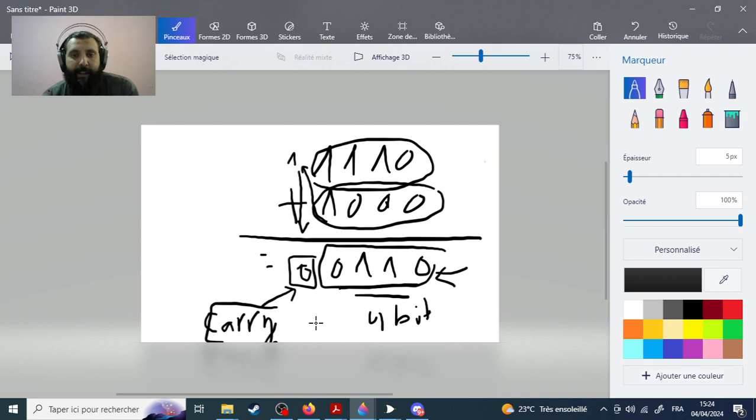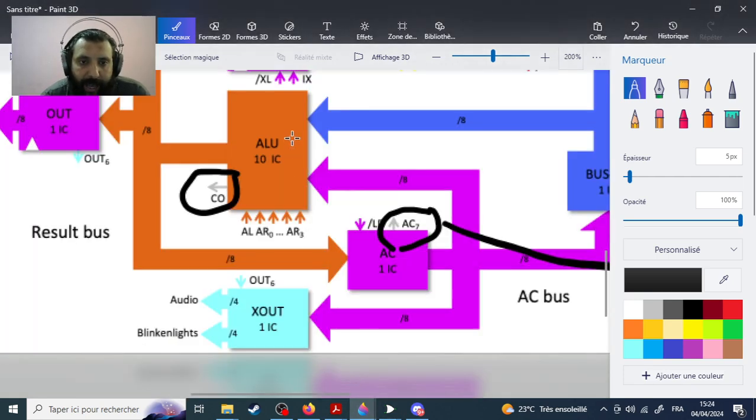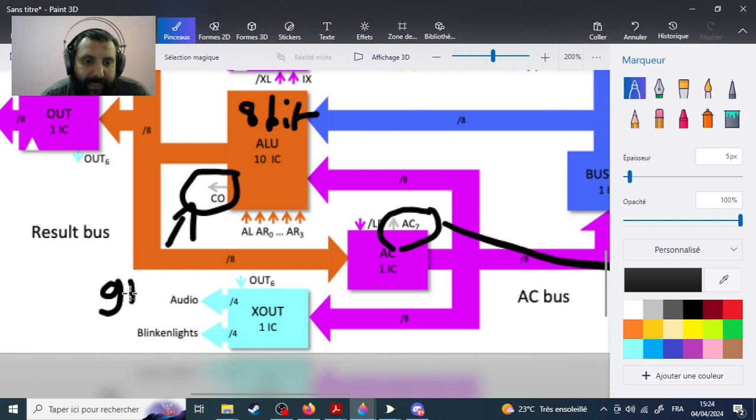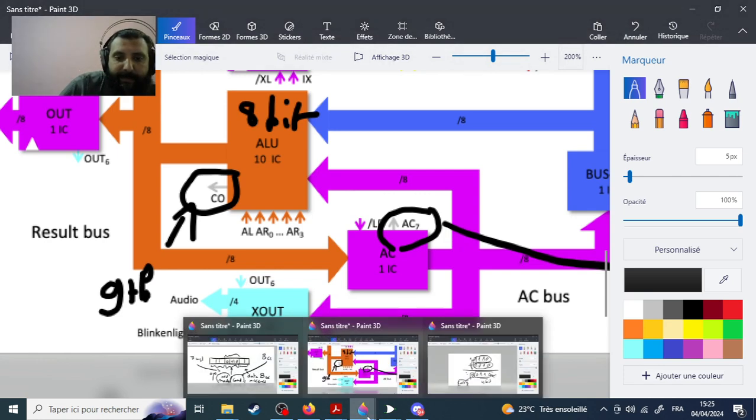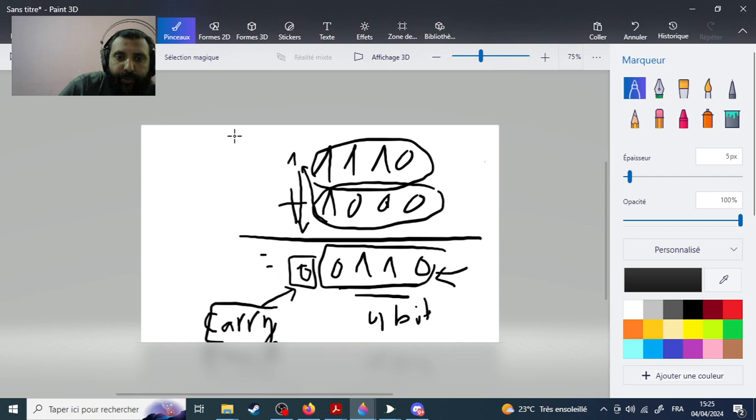If we haven't an overflow, we get zero. Anyway, this is the definition of the carry. The carry is the last column, the fifth column. In our case, because our ALU is on 8 bits, the carry bit is the ninth column. That means this example should be done on 8 bits for our ALU.